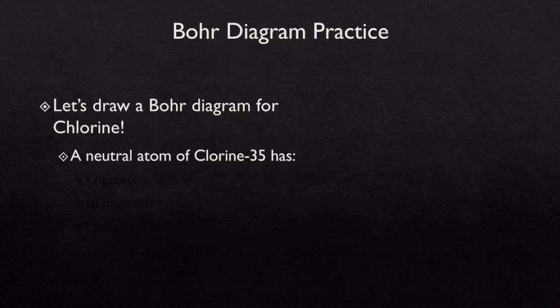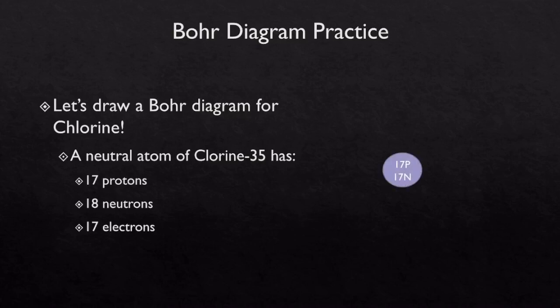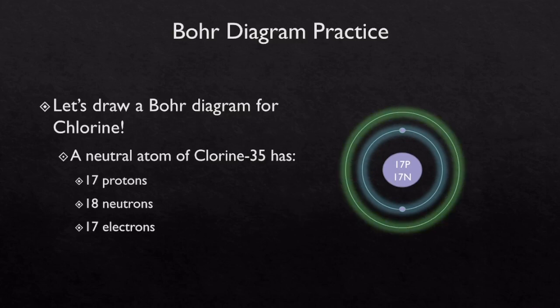All right, so now let's try chlorine. So a neutral atom of chlorine-35 has 17 protons and 18 neutrons in its nucleus, and it's got 17 electrons around that nucleus. So there's our first energy level. There are the 2 electrons that can fit in that first energy level. And I still have 15 more electrons to describe the locations for, so I'm going to need a second energy level here. And I know I can fit up to 8 electrons in here.